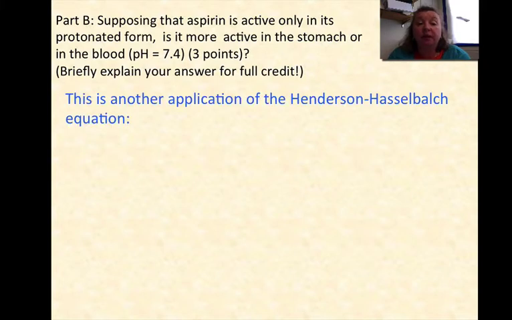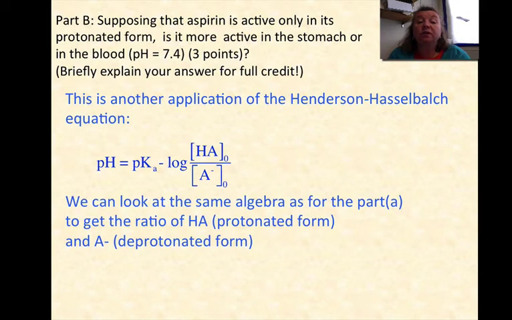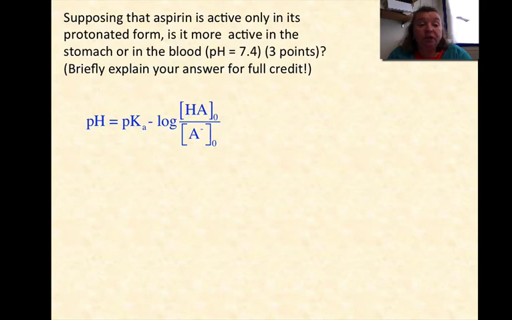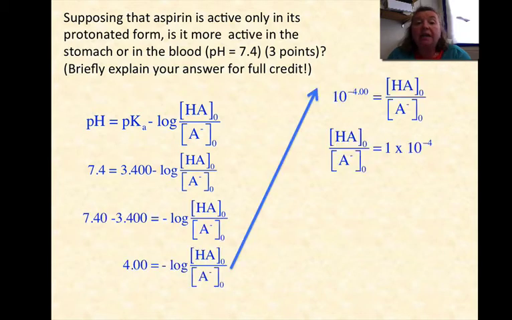So this is another application of the Henderson-Hasselbalch equation. pH equals pKa minus log of HA over A-. We can do the same algebra as for part A to get the ratio of HA, the protonated form, and A-, the deprotonated form. But our pH now is 7.4. The pKa is still 3.4. We can do some rearrangement, and now we can take the log: 10 to the minus 0.4 is equal to HA over A-. Now our ratio of HA to A- is 1 times 10 to the minus 4.